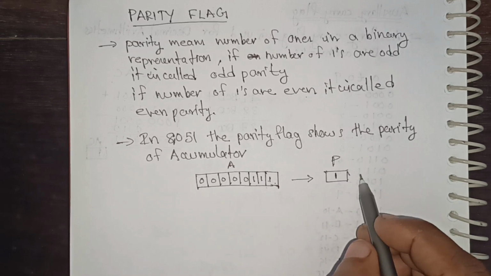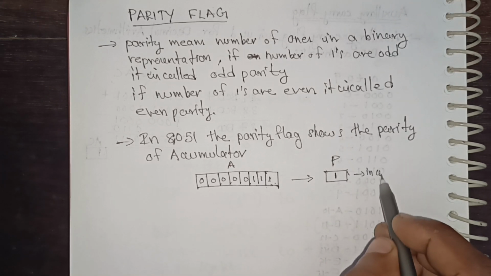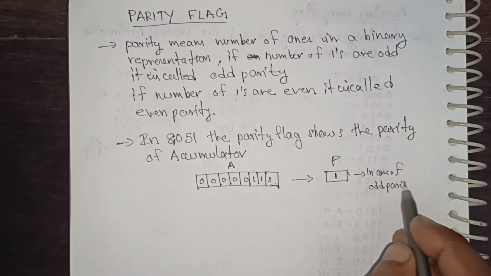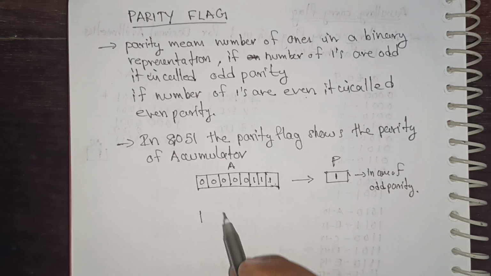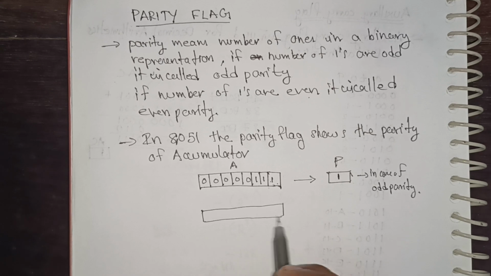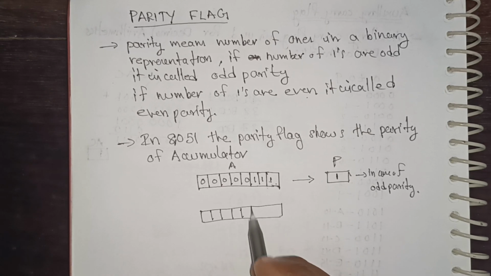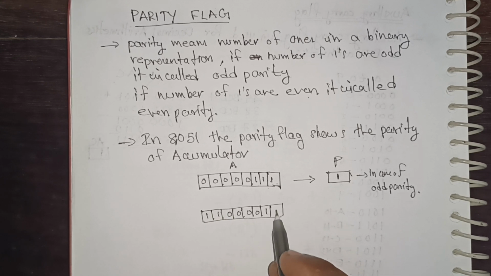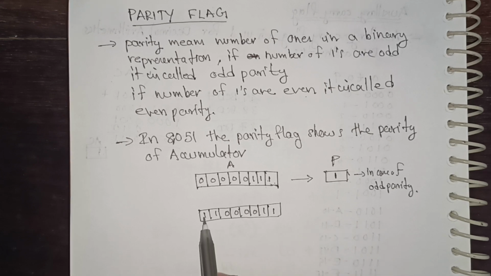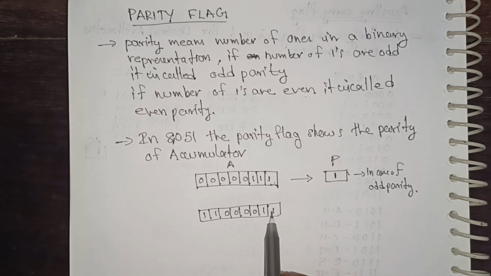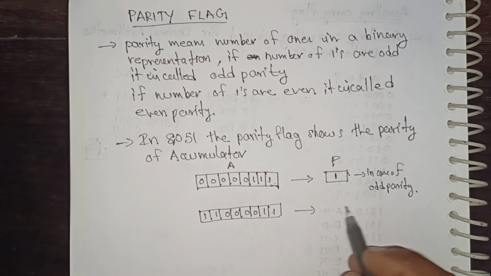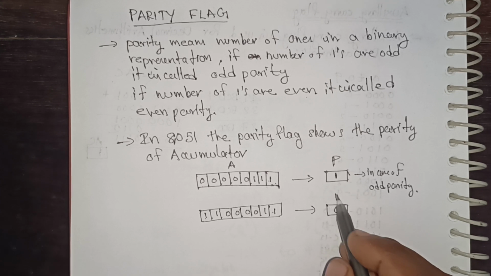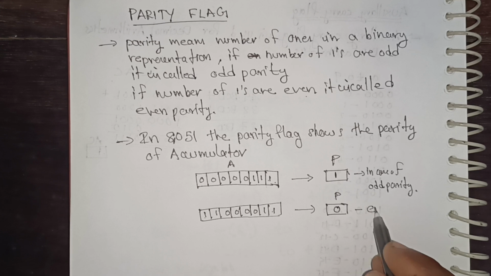And this is example 2. In this case, how many ones are there? 1, 2, 3, 4. So parity is even. So in even parity, the parity flag is set to 0.